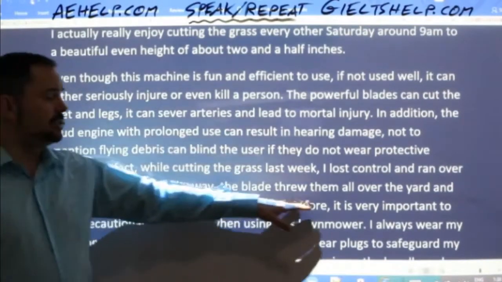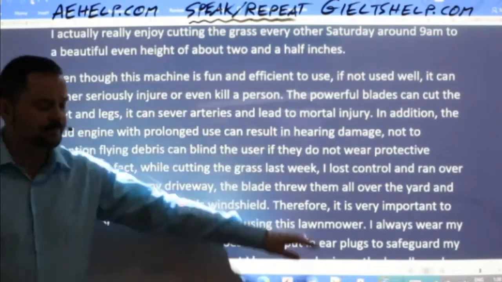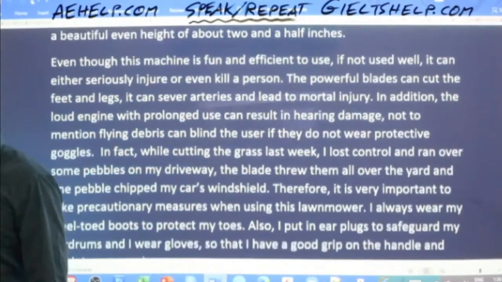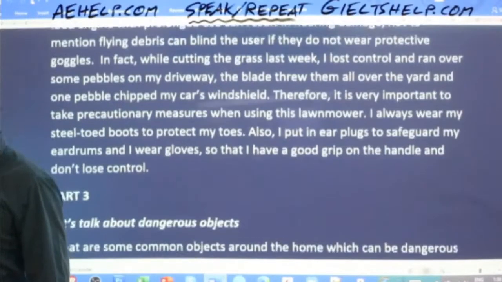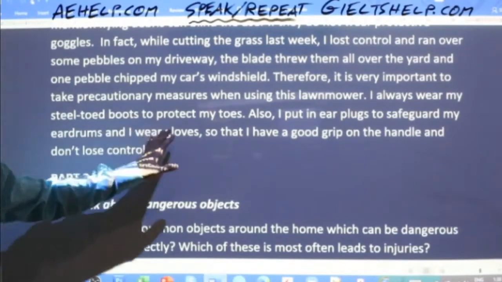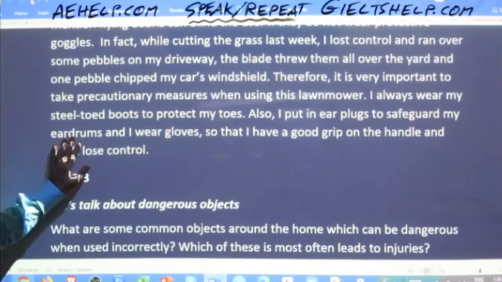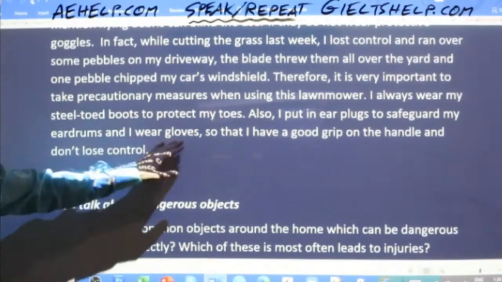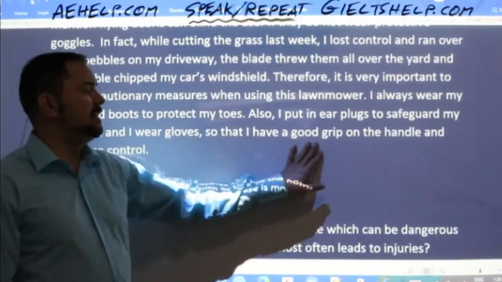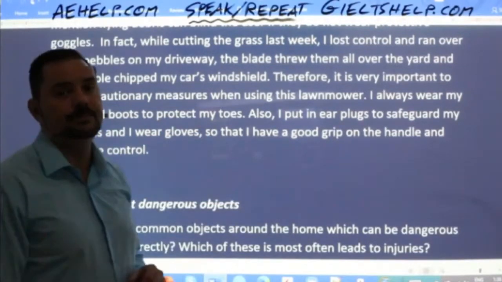The blade threw them all over the yard, and one pebble chipped my car's windshield. Therefore, it is very important to take precautionary measures when using this lawnmower. I always wear my steel-toed boots to protect my toes. Also, I put in earplugs to safeguard my eardrums. And I wear gloves so that I have a good grip on the handle and don't lose control.